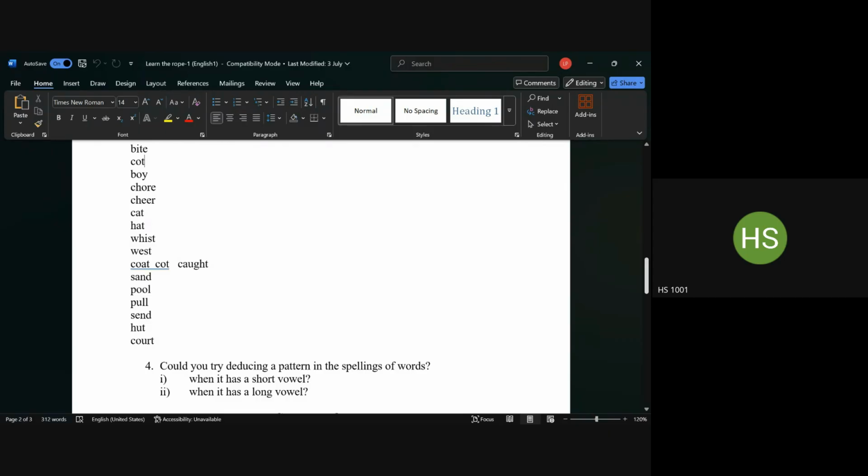Okay. Next is coat. Diphthong, right? We say coat, diphthong. Coat is coat for us, but this is actually what the actual articulation is, coat, right?